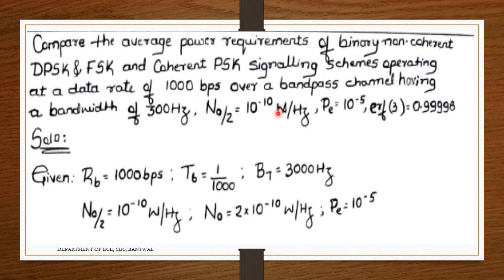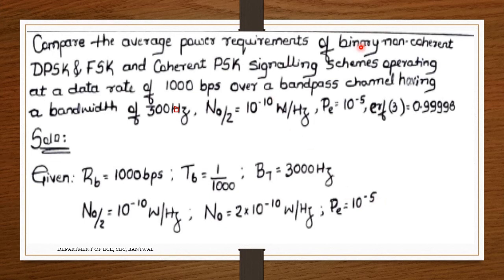N0 by 2 is equal to 10 to the power of minus 10 watt per hertz. P is equal to 10 to the power of minus 5. Error function of 3 is equal to 0.9998. So what are the things given? RB is equal to 1000 bps, TB is equal to 1 by 1000, and BT should be 3000 hertz. And N0 by 2 is equal to 10 to the power of minus 10 watt per hertz. N0 is equal to 2 into 10 to the power of minus 10 watt per hertz. So P is equal to 10 to the power of minus 5.